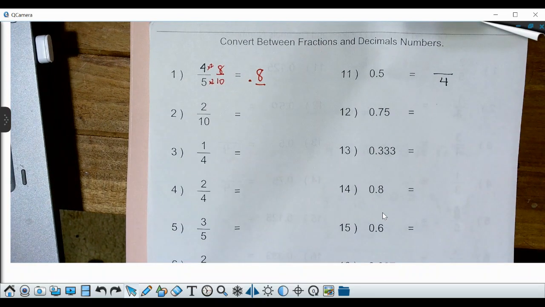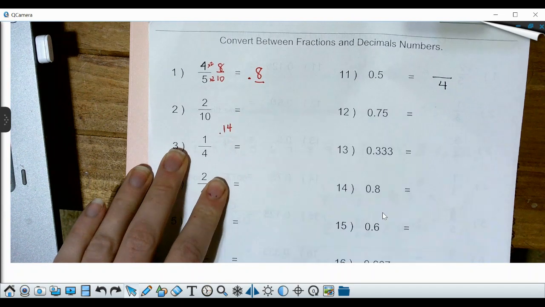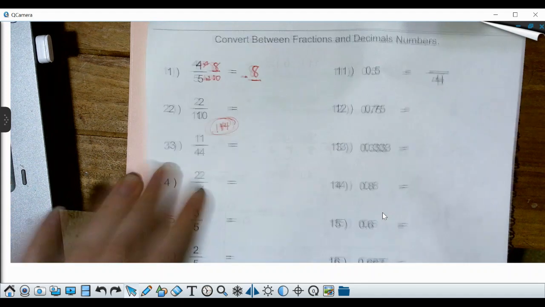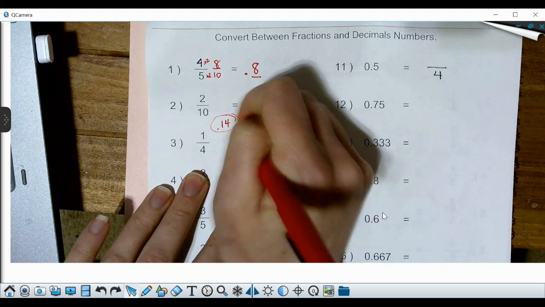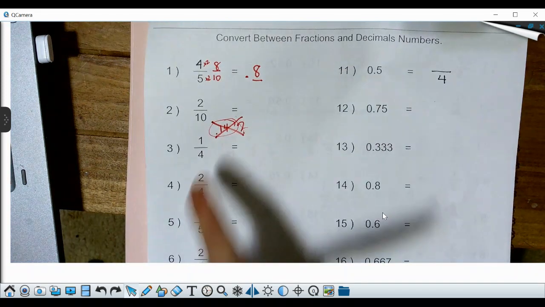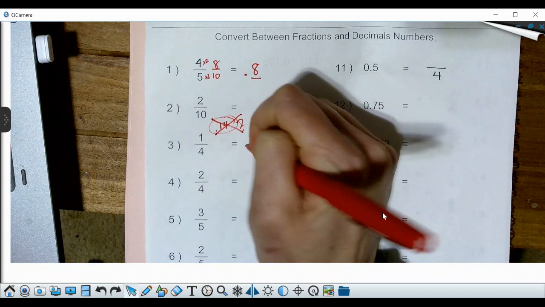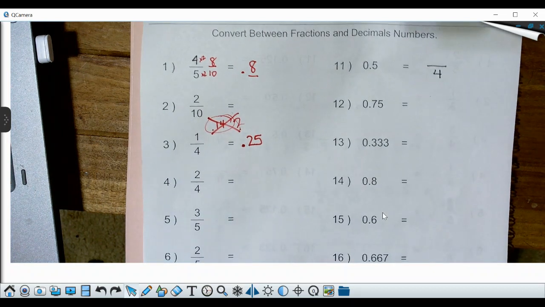1/4. Now listen to me. Is 1/4 the same as 0.14? Does that even make sense? Is a quarter of a dollar 14 cents? Absolutely not. You guys know how many quarters are in a dollar. There are 4 quarters in a dollar, and that's 25 cents.